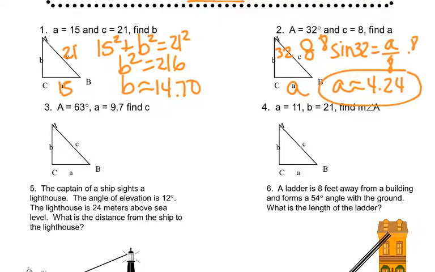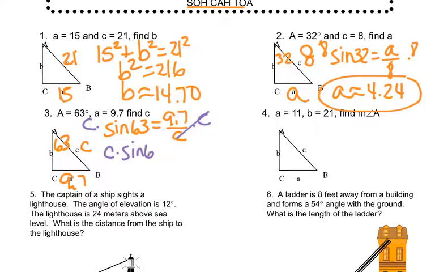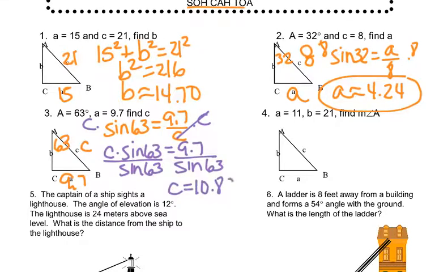The next one I have to fill in: angle A is 63, side A is 9.7, and we're finding C. This is also a sine question. Sine of 63 is 9.7 over C. This is slightly different because you've got the variable in the denominator. So algebraically, you're going to divide both sides by sine 63. It's just a little bit of different typing into your calculator, and when you solve that, you get 10.89.